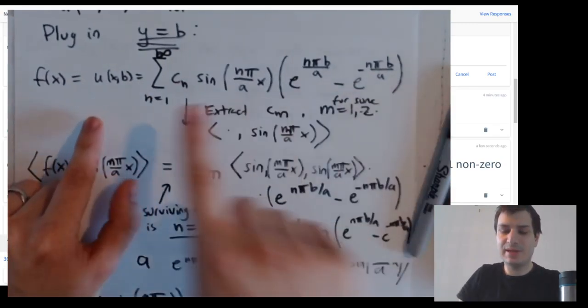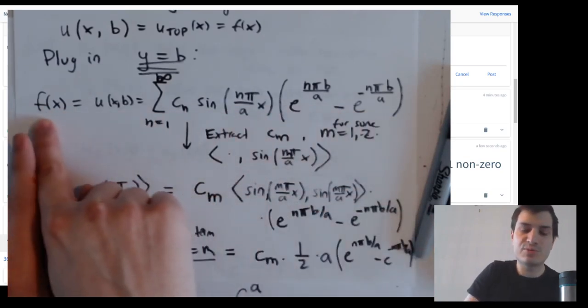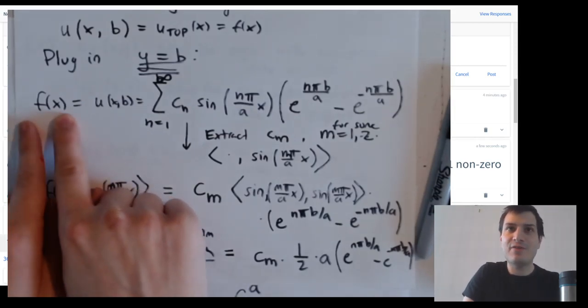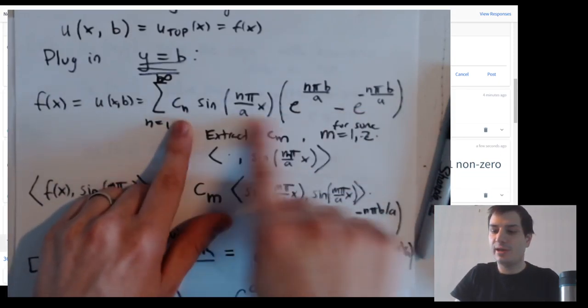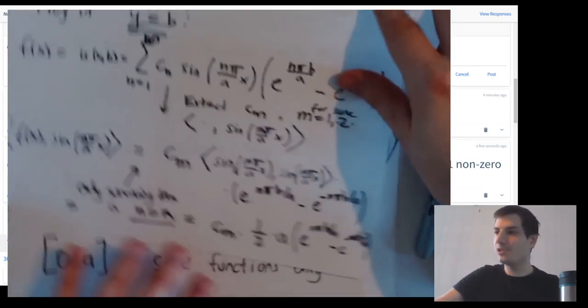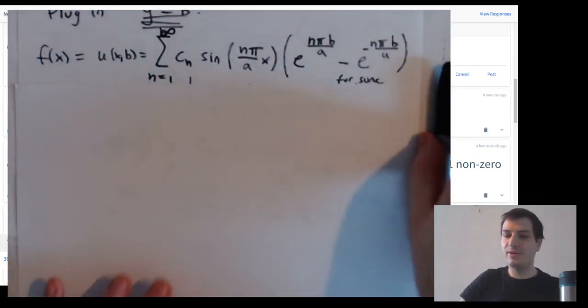The method being asked about is this: there's more than one way to go from an equation like this to the value of the coefficients. You have f of x equals a big sum with c_n's, and then you can do this inner product stuff and solve for the c's. That's what I just did. But let me show you an alternative method, and this is the method being asked about. So here is the alternative method.